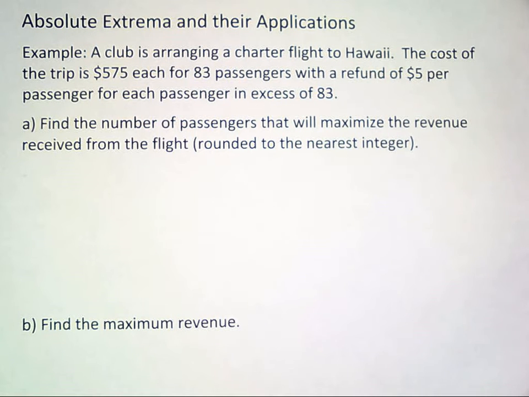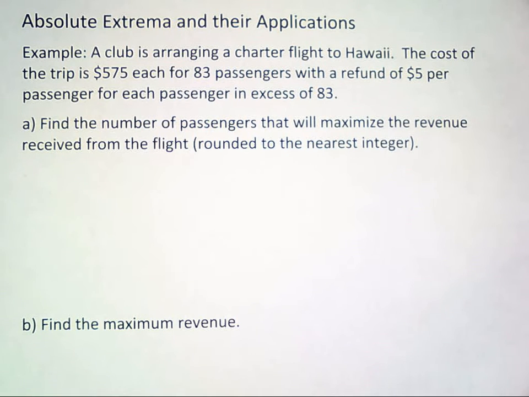A club is arranging a charter flight to Hawaii. The cost of the trip is $575 each for 83 passengers, but they get a refund of $5 per passenger if they can get more than that. So any passenger in excess of the 83 knocks $5 off of the cost for each person.